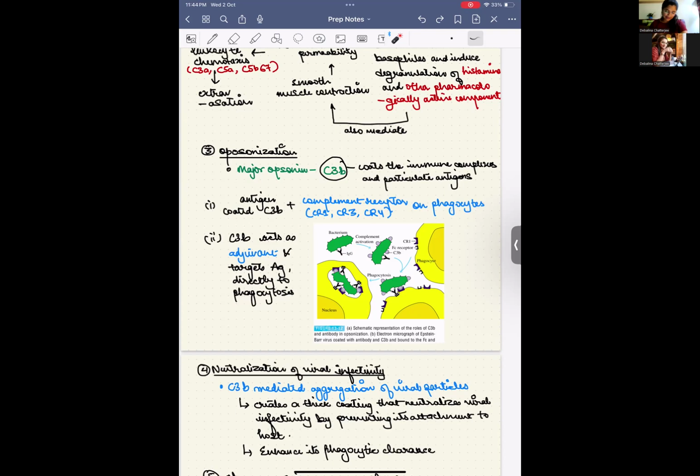So what does that mean? Maybe the bacterium is smaller in size and it's not pathogenic enough or antigenic enough. So if it's not antigenic enough, there is going to be no immune response. But because of binding of complement proteins on this small non-antigenic bacterium, this acts as an adjuvant. Adjuvant means it has enhanced the antigenicity of the bacteria. And now it is easier for the phagocytes to identify it and quickly phagocytose it so that there is clearance of the initially non-antigenic bacteria.